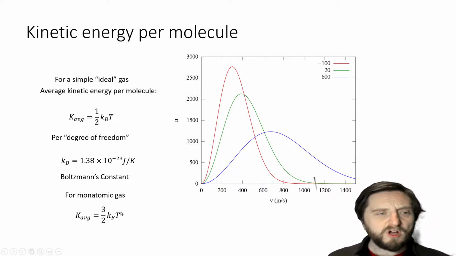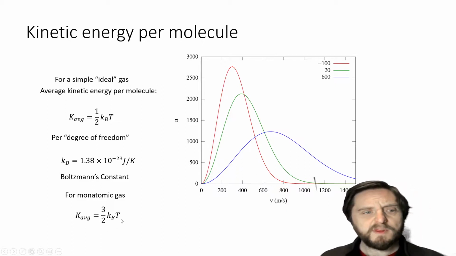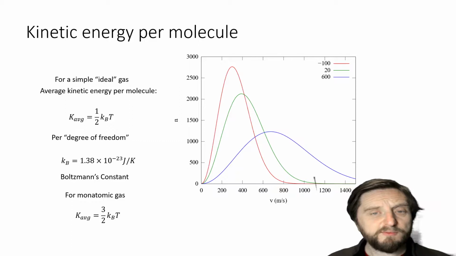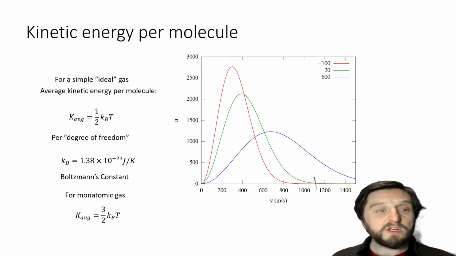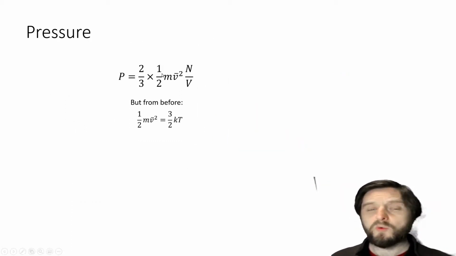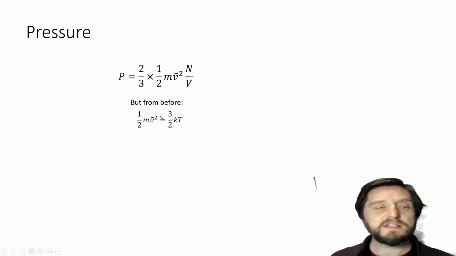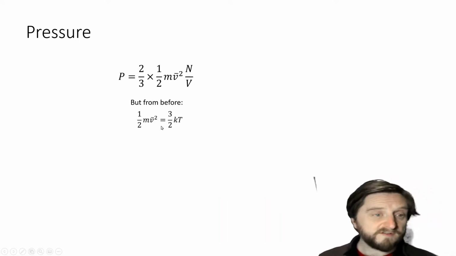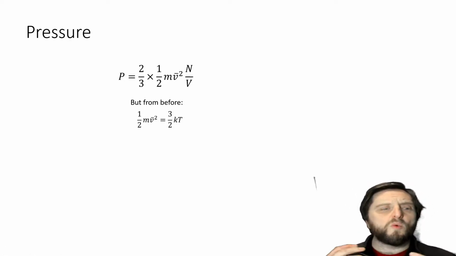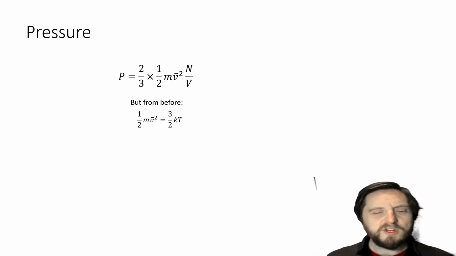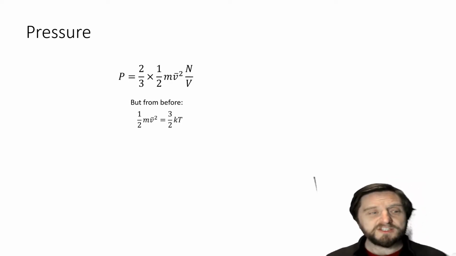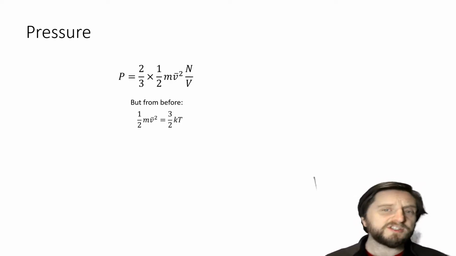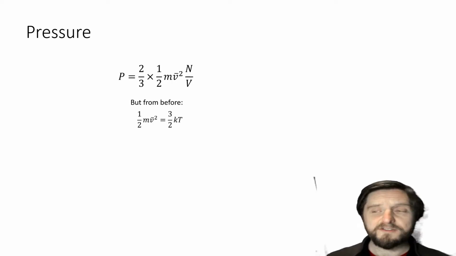So for a simple monatomic gas, what Boltzmann tells us is that the average kinetic energy per molecule will be 3/2 kBT, where T is the temperature in Kelvin. So we could put that back into our equation, because here we want the average kinetic energy. We could replace this average kinetic energy with 3/2 kT. Why would we want to do that? Well, because T is easy to measure. We can measure temperature. The average velocity of molecules is very difficult to measure.